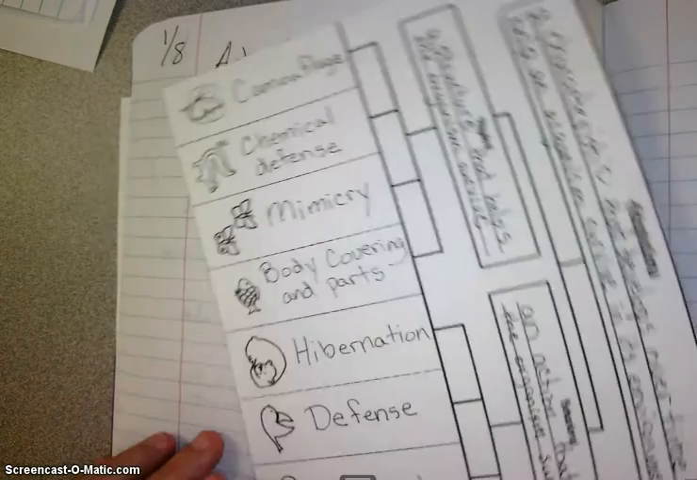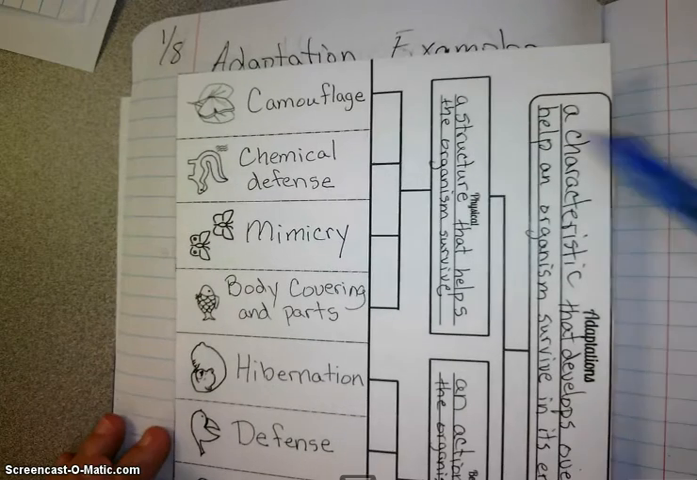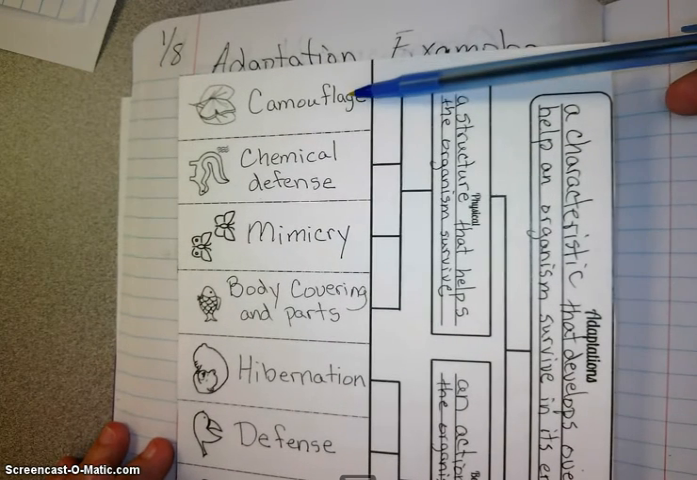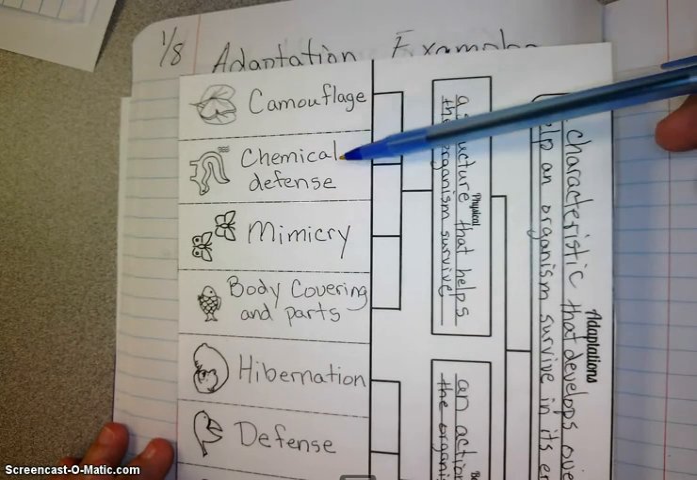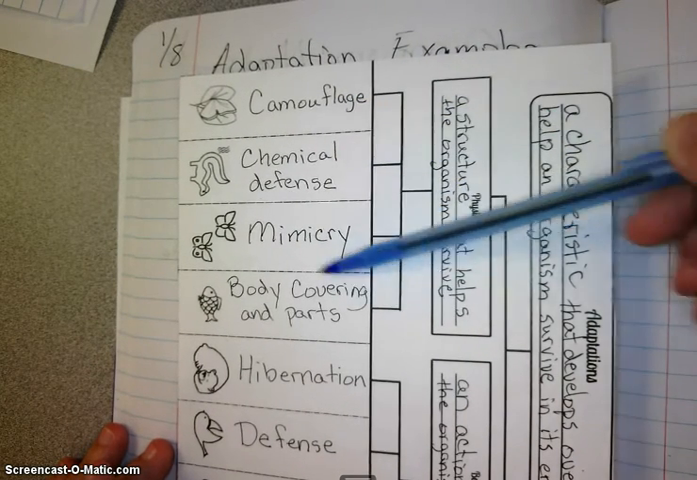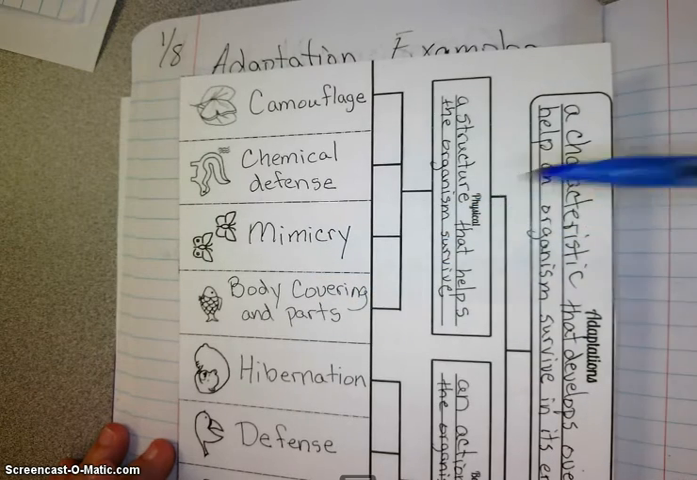We said that there were some examples such as camouflage and chemical defense, mimicry, and body covering or parts. Those would all be physical.